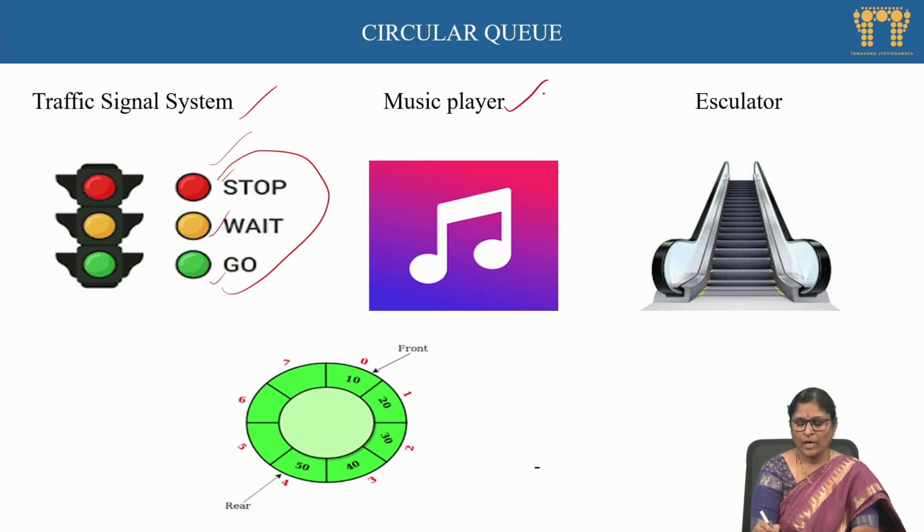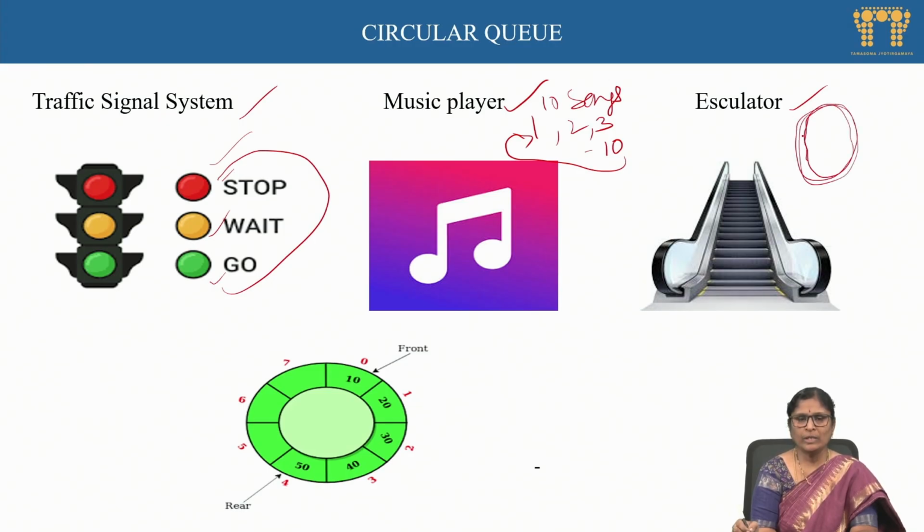Coming to the music player, if there are 10 songs to be played, it starts with the first song, then the second, then the third, till the 10th song. After playing the 10th song, by default it comes back to the first song and starts playing again. And escalators, which you see in malls and airports, where the steps rotate like this. All these three examples resemble a circular queue.